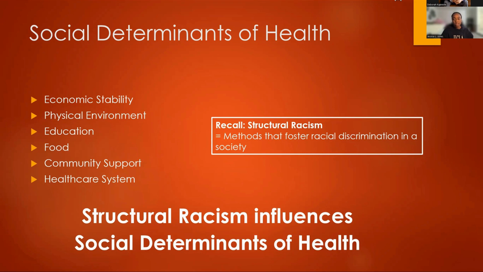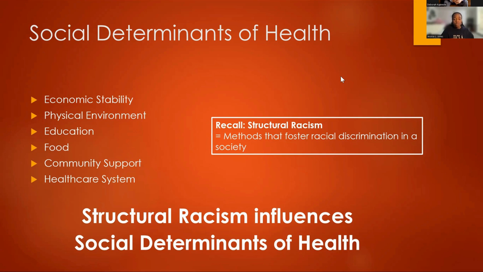Excellent. I love some of these answers that I'm seeing. Economic stability, food. Yes. Excellent. Those are wonderful answers. So social determinants of health are some of those things: our economic stability, the physical environment where we actually live and spend most of our time, our education attainment, our access to food, specifically healthy food, community support, and healthcare system access. All of those are determinants of health.